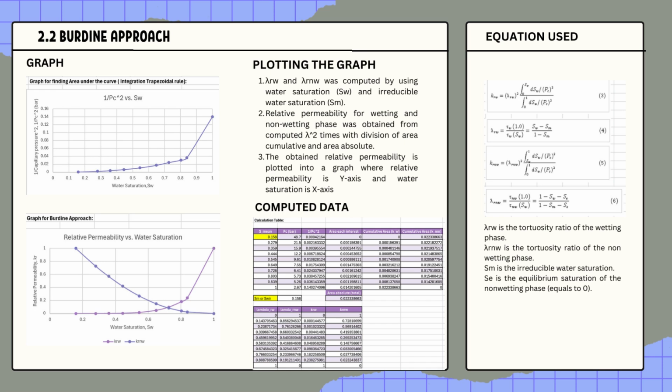lambda for wetting phase is equal to water saturation minus irreducible water over 1 minus irreducible water. And lambda for non-wetting phase is equal to 1 minus water saturation minus the equilibrium saturation of the non-wetting phase, which is equal to 0, over 1 minus irreducible water minus 0. Then the relative permeability for wetting and non-wetting phase can be calculated from lambda squared times the division of area cumulative and area absolute. The obtained relative permeability is then plotted into a graph where relative permeability is y-axis and water saturation is x-axis.